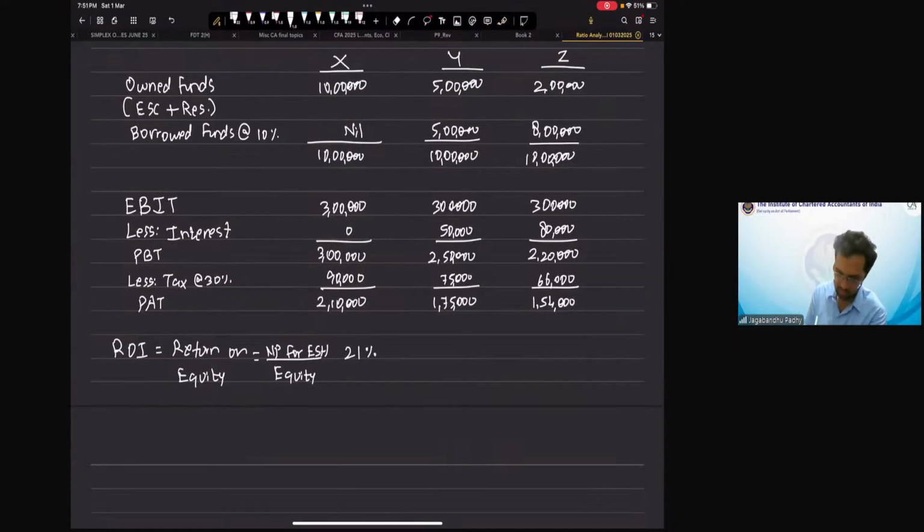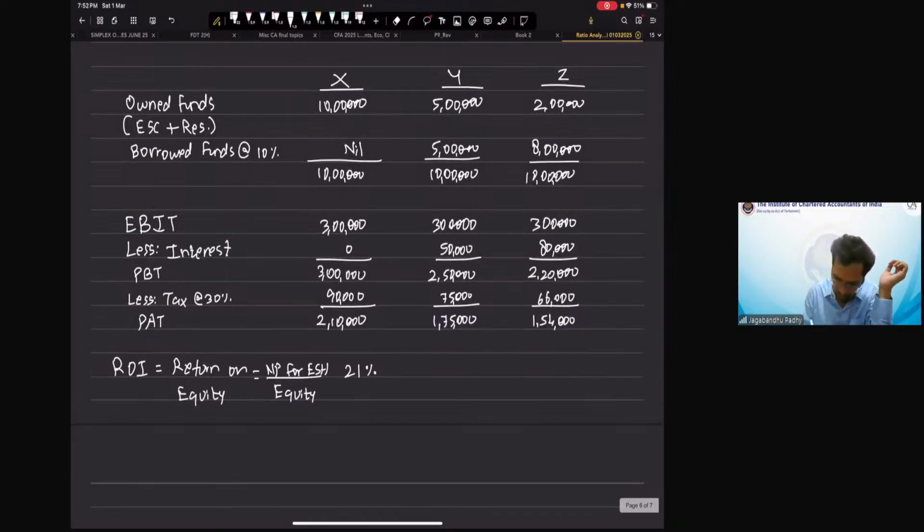21%. What about Y? What is the percentage rate of return that the equity shareholders are earning for company Y? Can I say that's 1 lakh 75,000 on an equity investment of 5 lakh?